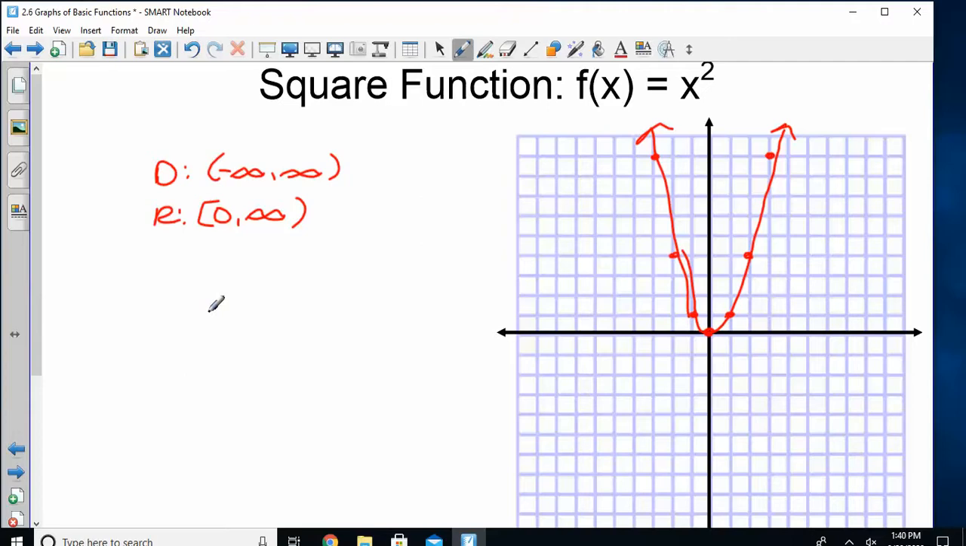What's this first section doing? Increasing, decreasing, constant? Decreasing from negative infinity to 0. And then from 0 to infinity, it is increasing. Good. Any questions there?